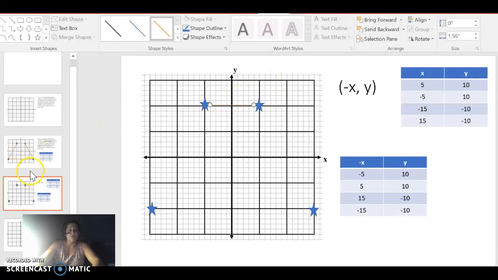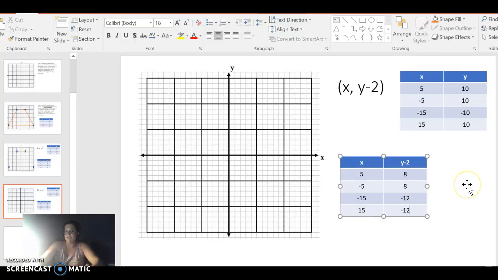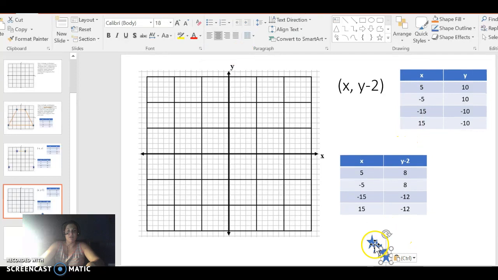Okay, so let's look at the next one. I just skipped around. I think this is number 4. It says to do x and then y -2. So the x's all stay the same, but y, we have to subtract 2 for each one. So it'll be 8, 8, -12, -12. Because -10 minus 2 more would be -12. So let's see what that looks like.